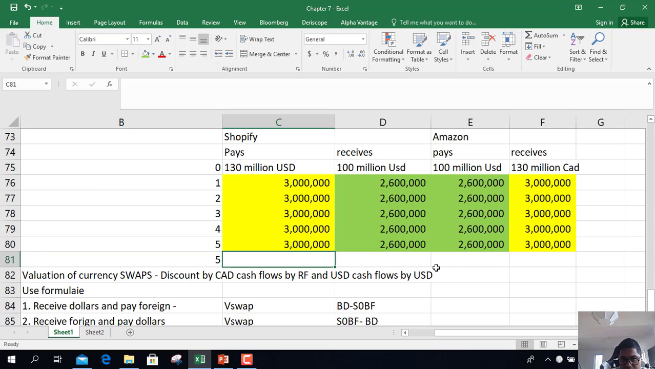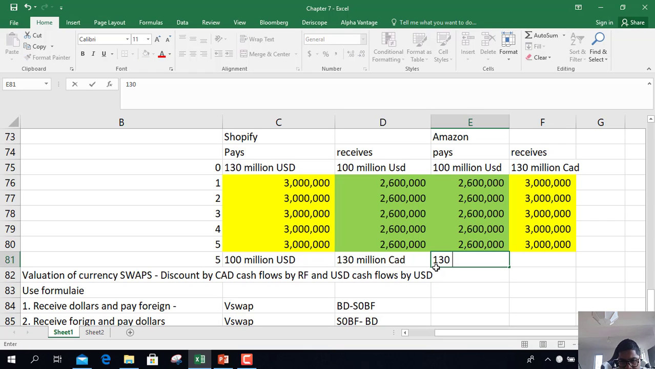So Shopify will pay 100 million back to Amazon, and it will receive 130 million Canadian from Amazon. Same way, Amazon will pay 130 million CAD and it will receive 100 million USD.